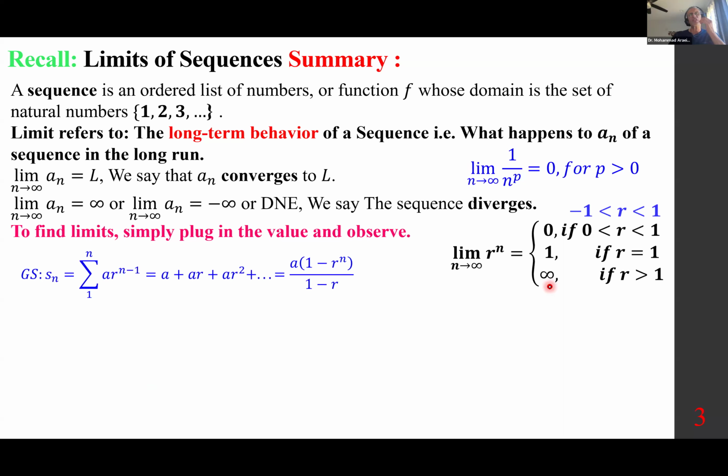Therefore, for a geometric sequence, when we add up the summation of a r to the power of n minus 1 as we go from 1 to n, it becomes a geometric series, and the sum is a times 1 minus r to the power of n over 1 minus r. If r is between -1 and 1, r to the power of n goes to 0 according to this theorem, and this limit simplifies to a over 1 minus r. In other words, the limit does exist, and it converges to a over 1 minus r.